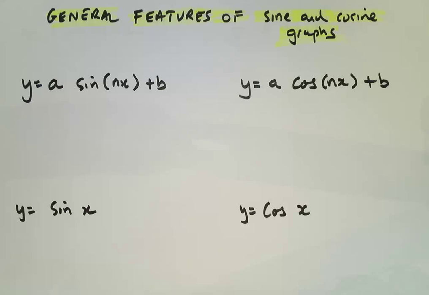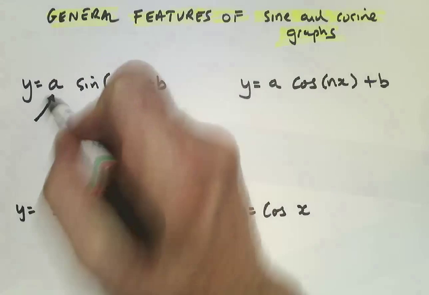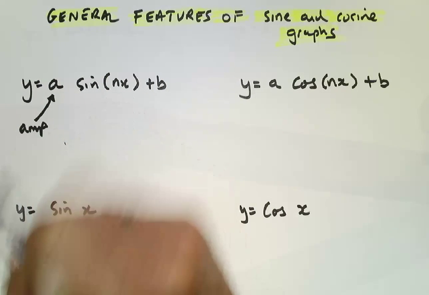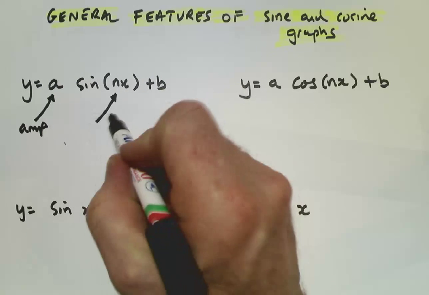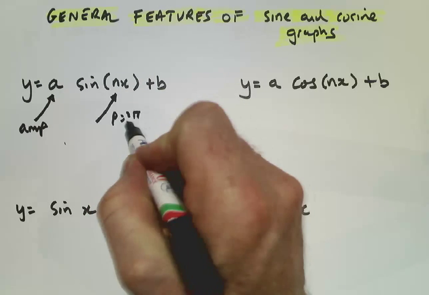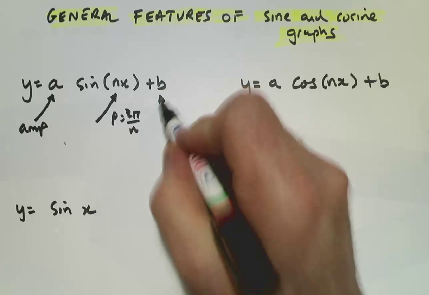This is for your 11 methods, and it's the general features of the sine and cosine curve. Okay, this is the amplitude. The n I use to work out the period, and the period is going to be 2 pi divided by n, and b is the median.